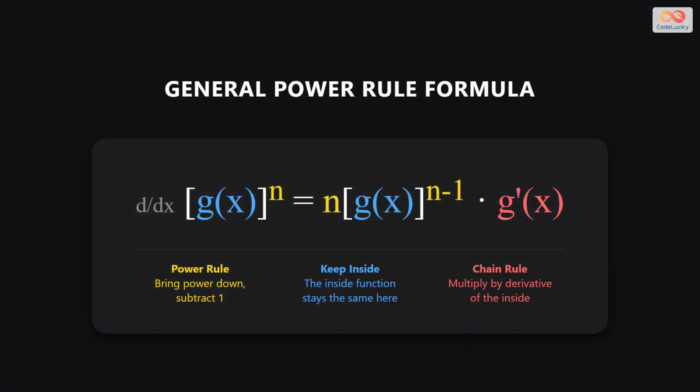Here is the general power rule formula. It looks similar to the basic rule, but with a twist. You still bring the power n down. You still subtract 1 from the exponent, but you must keep the inside function exactly the same for now. Then, the most important part, you multiply the whole thing by g prime of x, which is the derivative of that inside function.